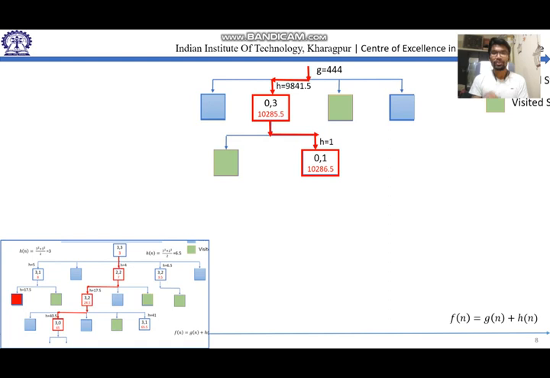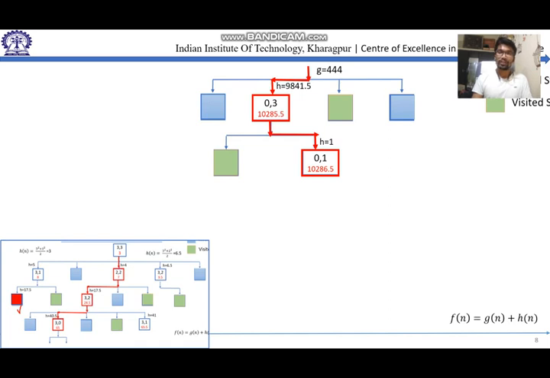After that, if I further expand this, it gives 0 2, which was already visited on the last slide, so we can neglect this, and then we're left with 1 0 1. If I calculate the heuristic function at this particular node, h equals 1. So the function cost value is 10286.5, and this is the optimal path that we are going to follow. And now what is happening? This is the 12th node.